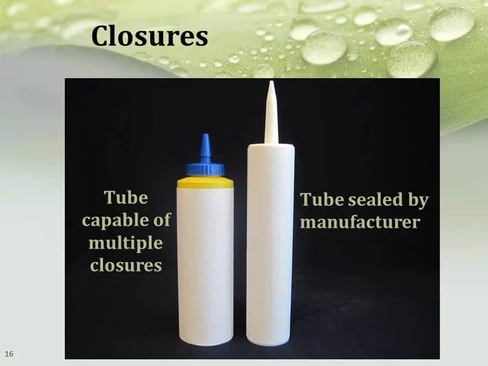Additionally, containers that were sealed during the manufacturing process and not capable of multiple closures were previously not regulated. Under the new definitions, these containers are subject to the law. Tubes are just one example of containers that are sealed, such as by heat or sonic sealing during the manufacturing process. Thermoform trays and clamshells are also commonly sealed in this way.